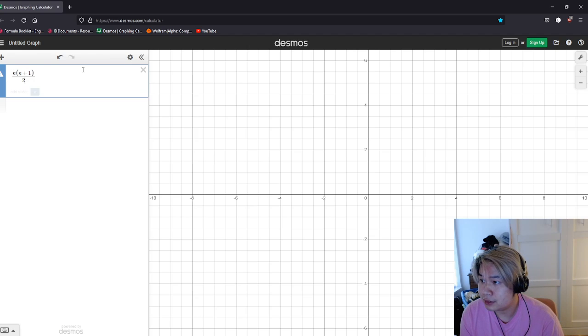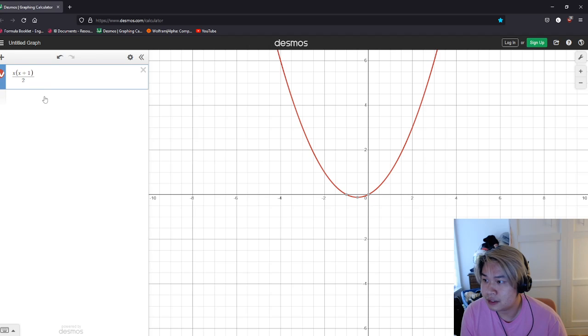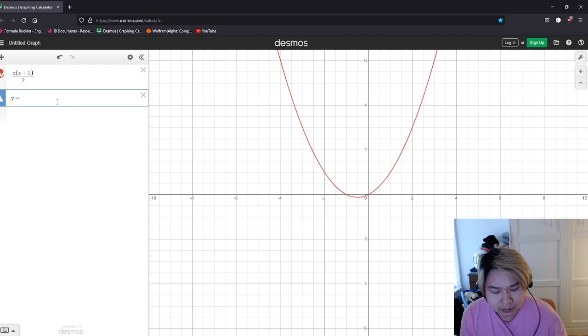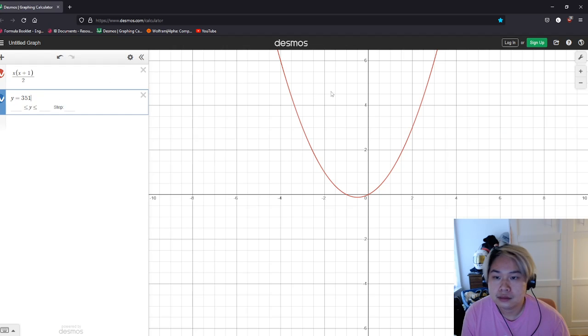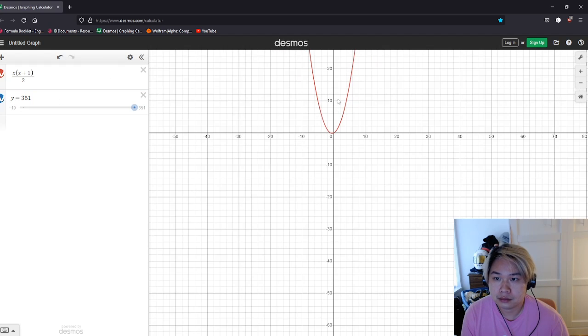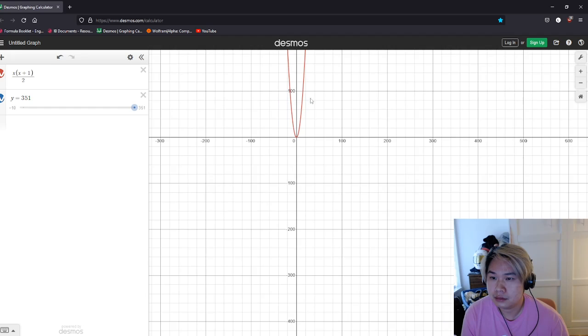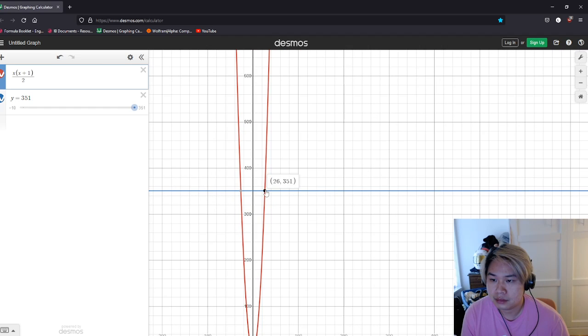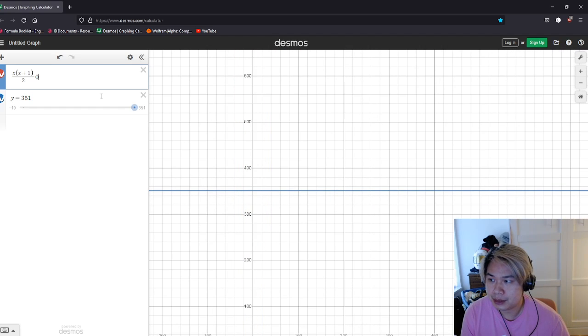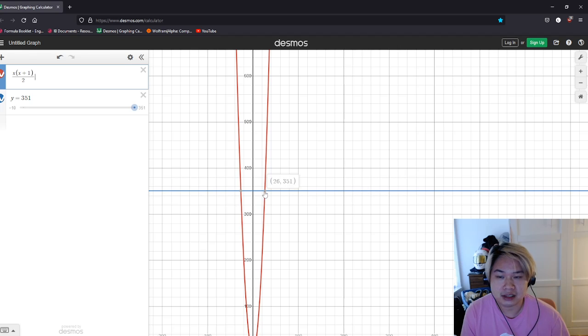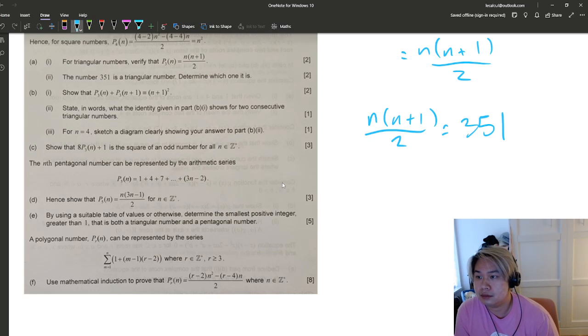So n times (n plus 1) over 2. Oh, oops, this should be x as a function. And then what did I want? 351. So the 26th polygonal number, as you can see from our intersection. So 26.